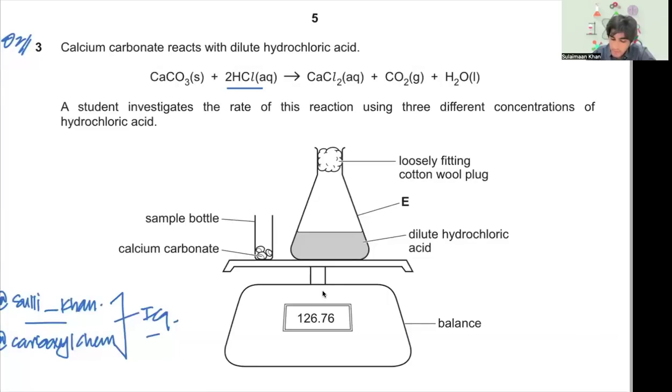Loosely fitting cotton wool plug. Why is this loosely fitting? So that the gas can escape. Which gas escapes? Carbon dioxide. And that is the reason why the mass decreases. Why does the mass decrease? Because carbon dioxide escapes, right?